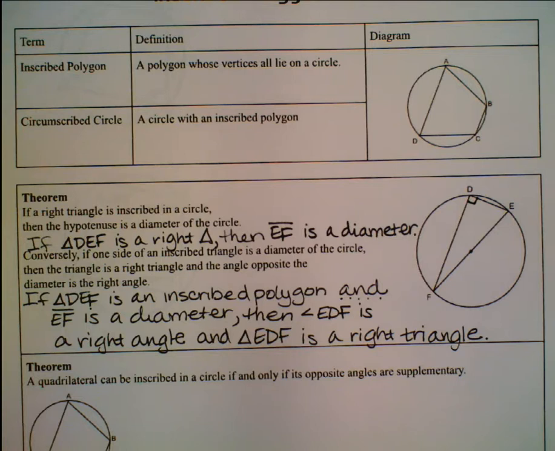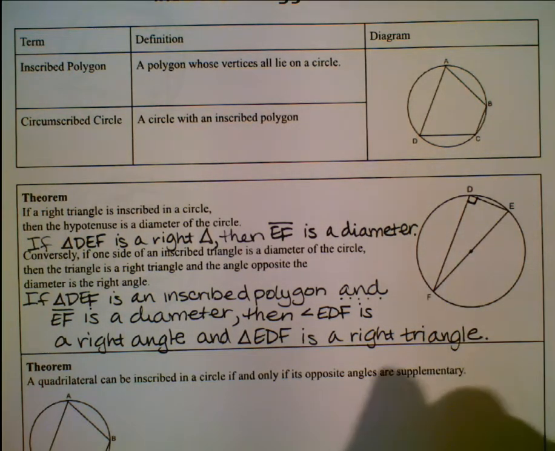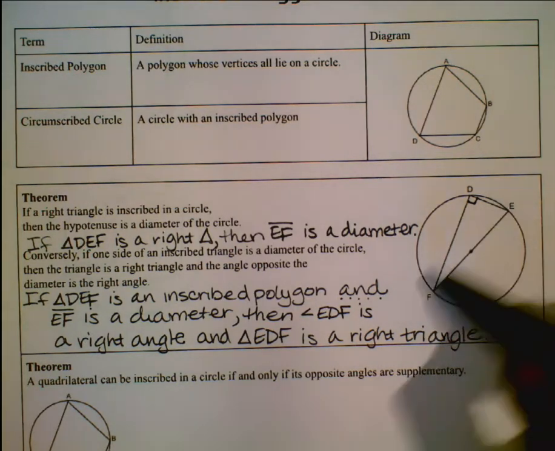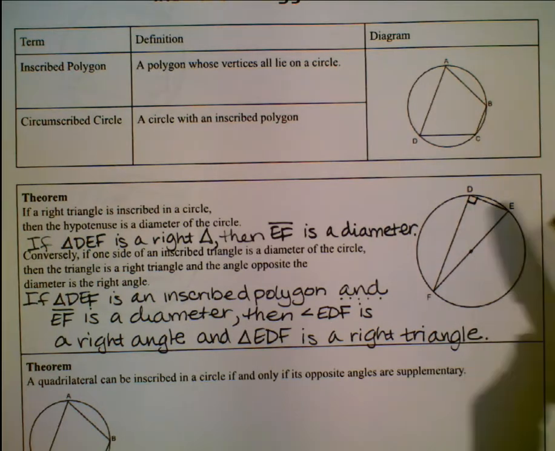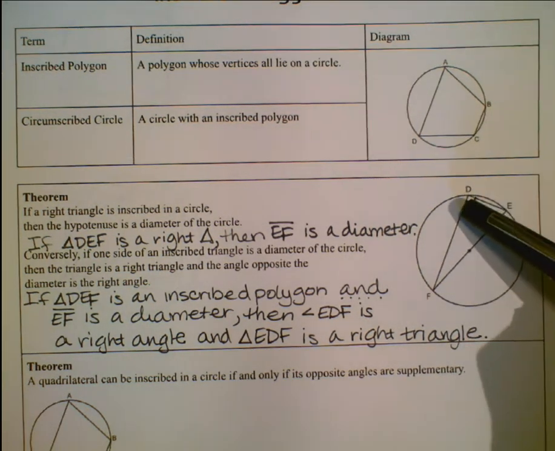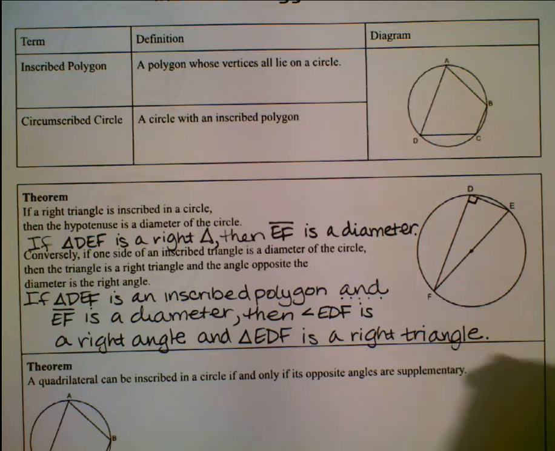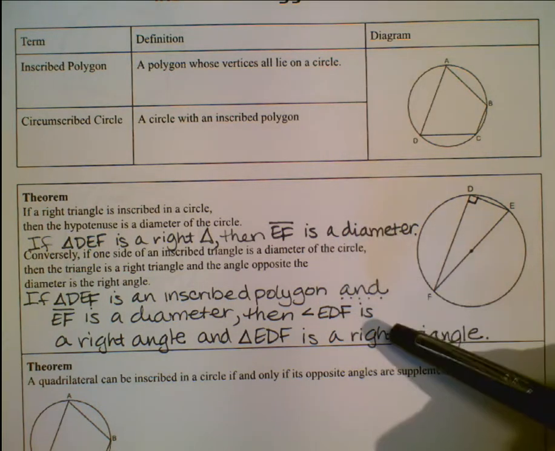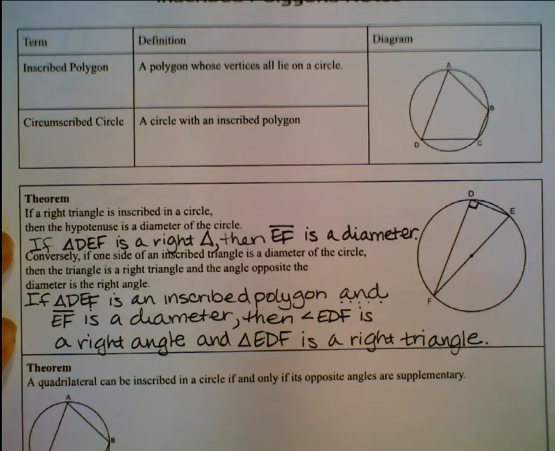So this works in both directions. Sometimes you'll be given that the inscribed triangle is a right triangle, and you'll have to conclude something about the diameter. Other times you'll be given an inscribed triangle and told it's a diameter, and you'll have to make the conclusion that you have a right angle, correctly identify the right angle, and identify that it's a right triangle. So it can go either direction here. Part of it's going to be given, the other part will be your conclusion. All right, so that takes care of triangles that are inscribed.